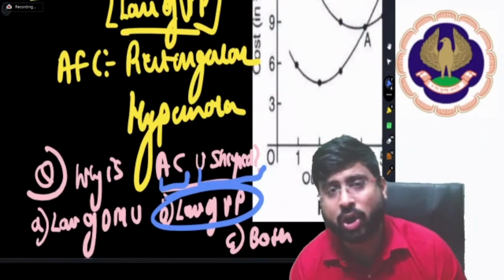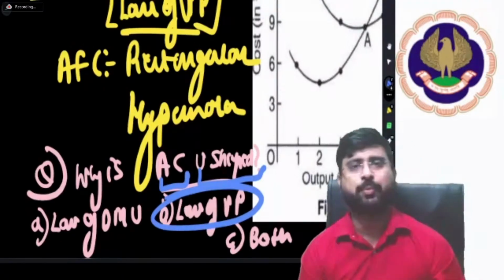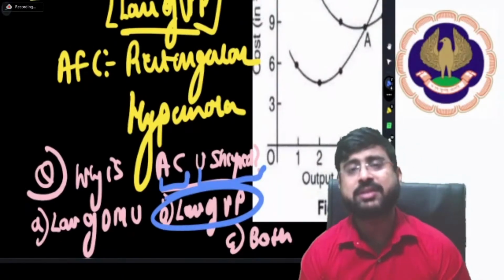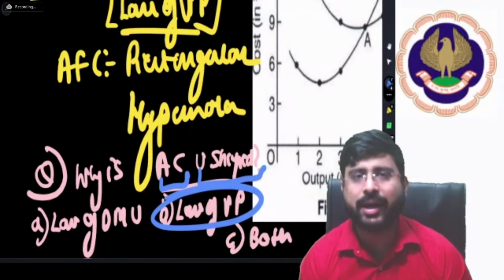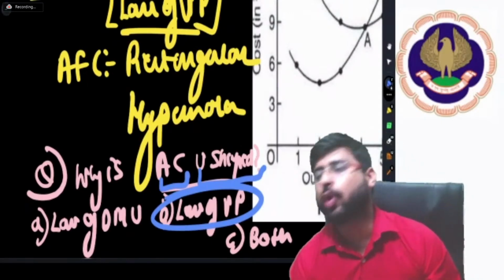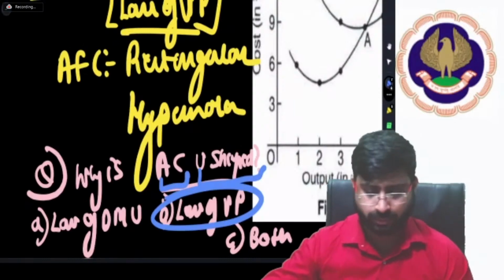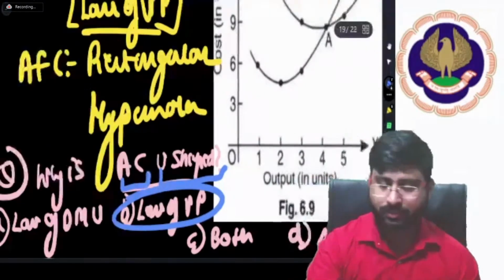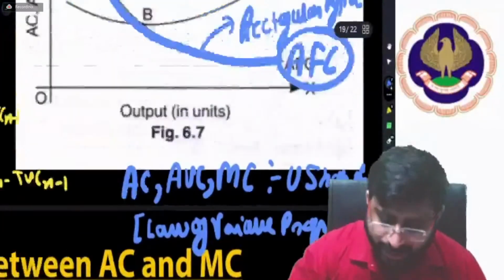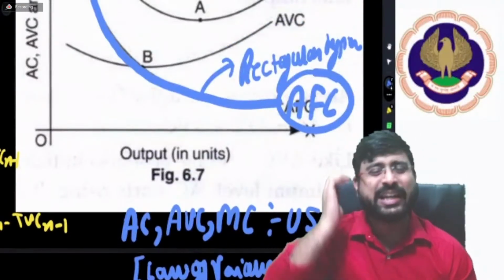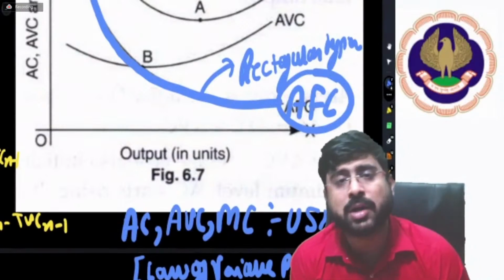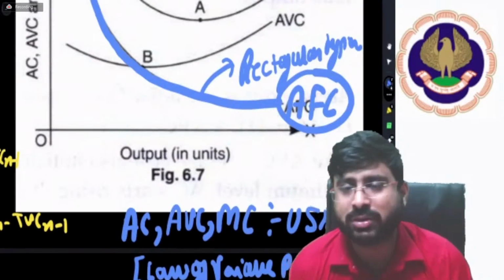Why is marginal cost curve U-shaped? Law of variable proportion. Remember this. AC, AVC, and MC are U-shaped due to law of variable proportion. Write it down in the chat, everybody, I'm waiting, and write it in your notes also. AC, AVC and MC all are U-shaped due to law of variable proportion.